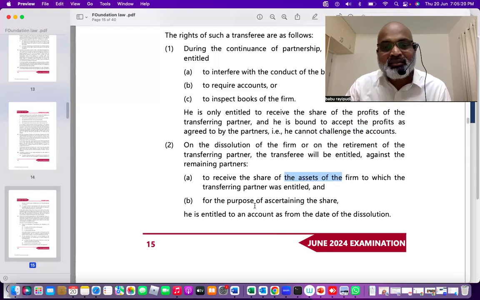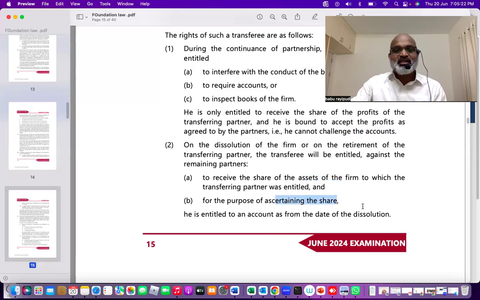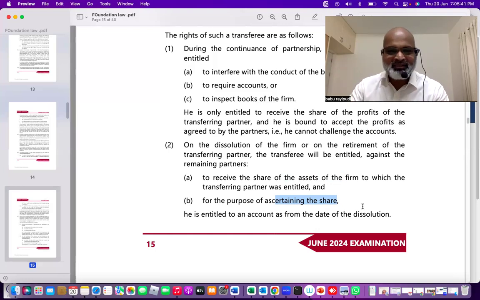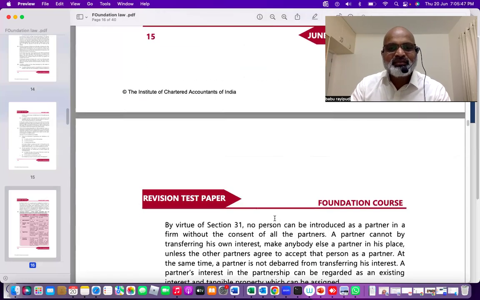Next one, he has the right for the purpose of ascertaining the share. That means he has every right to say, please, my share, I'm sharing some 20% from the existing partner, so equivalent to 20% of the assets also he will have a right. So does he have a right over the assets at the time of dissolution? The other partners must definitely estimate the valuation and settle his account. He is entitled to an account from the date of dissolution. 100% his account. Finish.